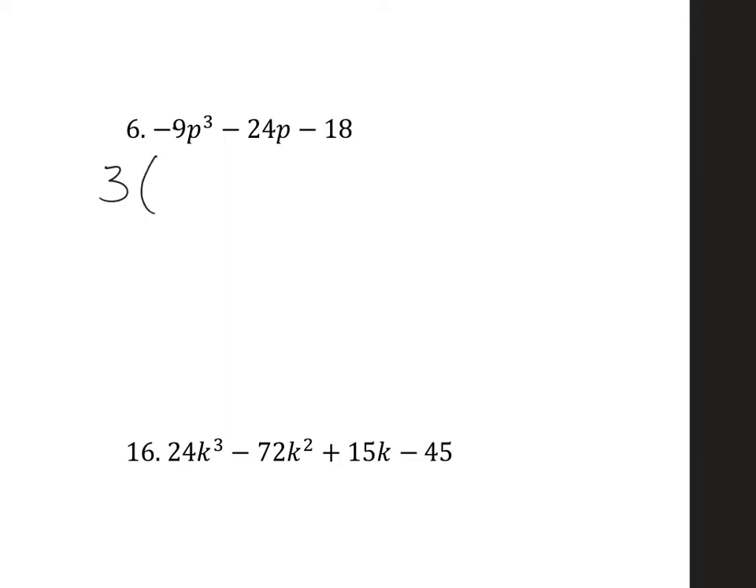Negative 9 divided by 3 is negative 3. P to the third just rides along. Minus 24 divided by 3 is 8. And the p just rides along. Minus 18 divided by 3 is 6.